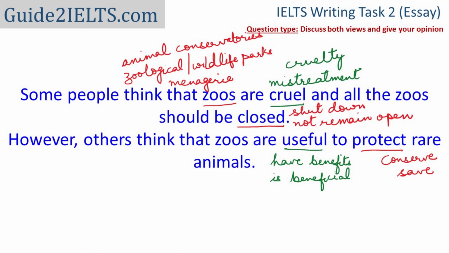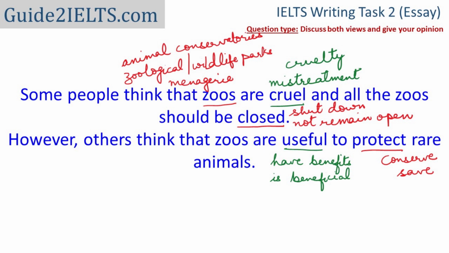I could just change the word from cruel to cruelty. For closed, I could write shut down. Useful, have benefits, protect, conserve. Zoos is one word for which we do not have any perfect synonym. We do have words like wildlife conservatories or wildlife parks, but they are not strictly only for zoos. These words can be used for national parks and wildlife sanctuaries also. So we'll use these words carefully.